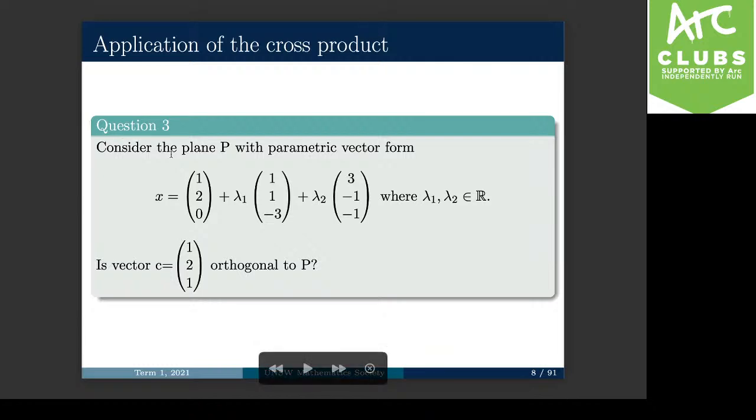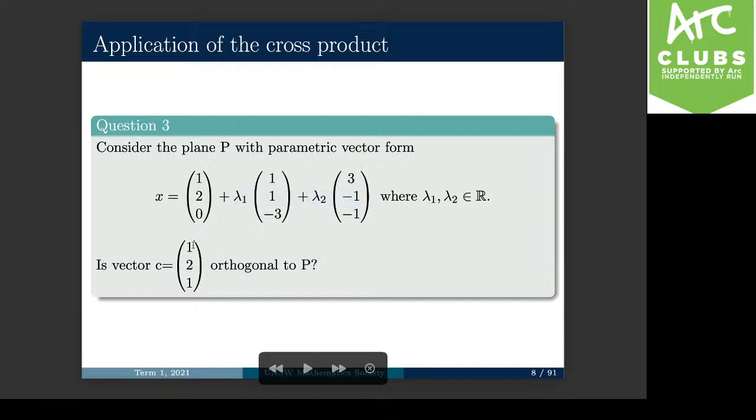So for this question, we consider the plane P with parametric vector form, blah blah blah, where lambda 1, lambda 2 are real numbers. So is vector C orthogonal to P? So for this question, you can actually use several different methods. For the first method, through dot product, you can find whether vector C is perpendicular to each direction vector of plane P. So you could do dot product.